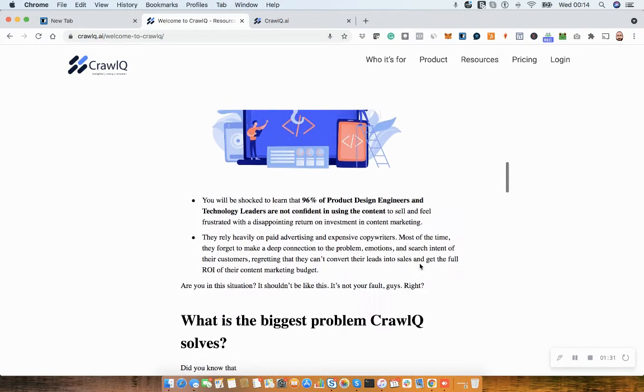The next important thing is that you will be really shocked to learn that 96% of product design engineers and technology leaders are not confident in using content to sell and feel frustrated with a disappointing return on investment in content marketing. They rely heavily on paid advertising and expensive copywriters. Most of the time, they forget to make a deep connection to the problems, emotions, and search intent of their customers, regretting that they can't convert their leads into sales and get the full ROI on their content marketing budget.